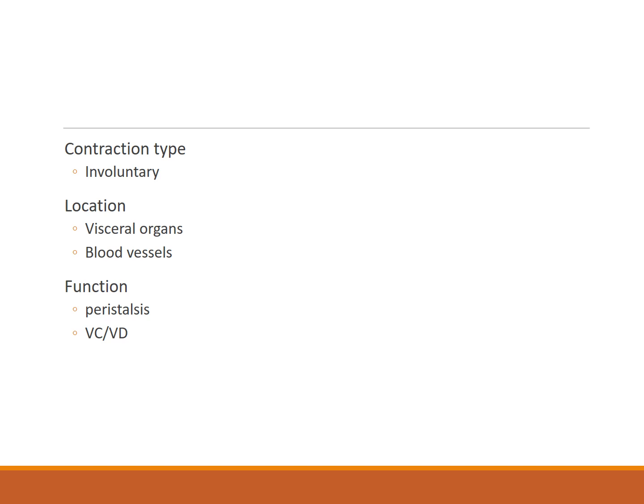Good examples: the digestive system, where peristalsis enables the rhythmic contraction of the smooth muscle that pushes food through your digestive system. It allows for vasoconstriction, VC, and vasodilation, VD, of your blood vessels. This helps to regulate blood flow and blood pressure.